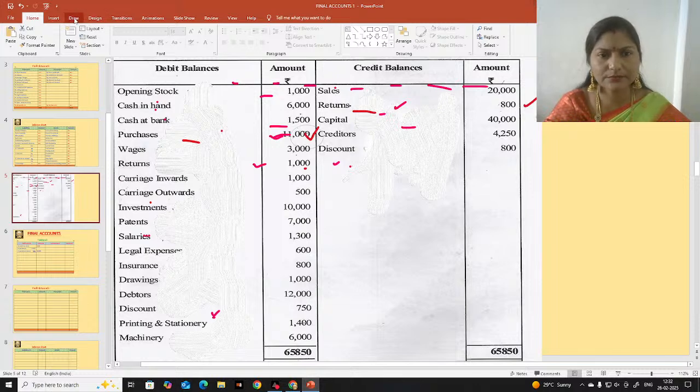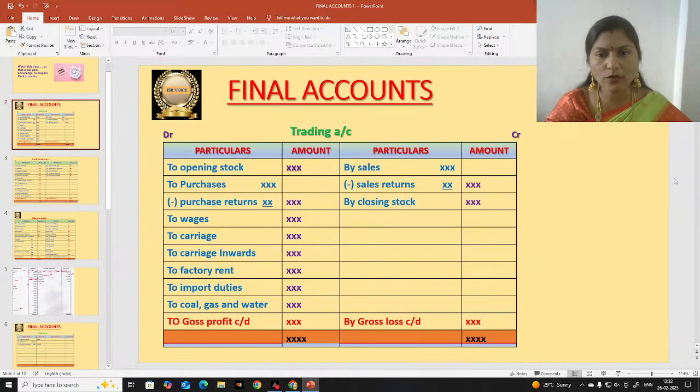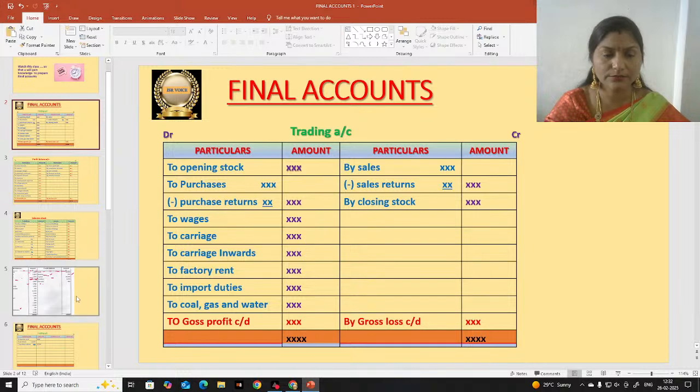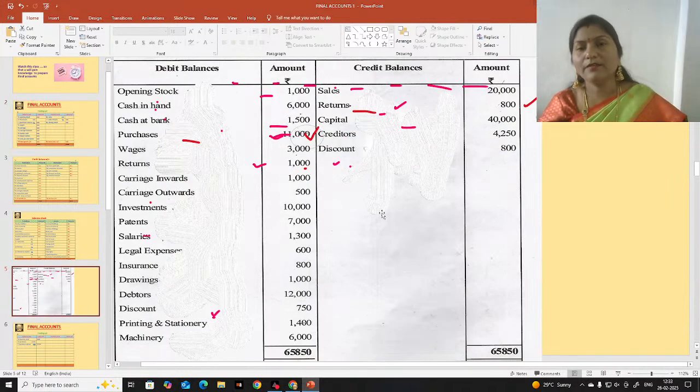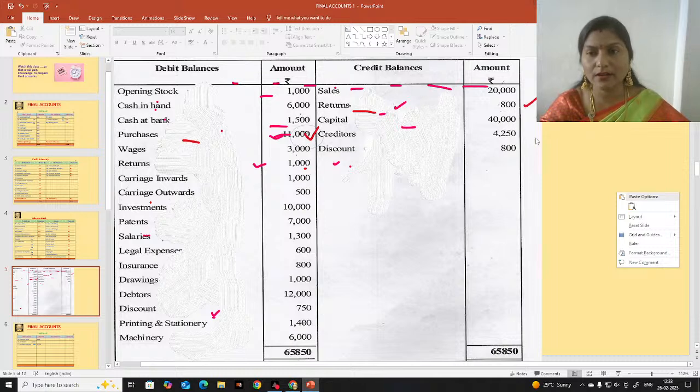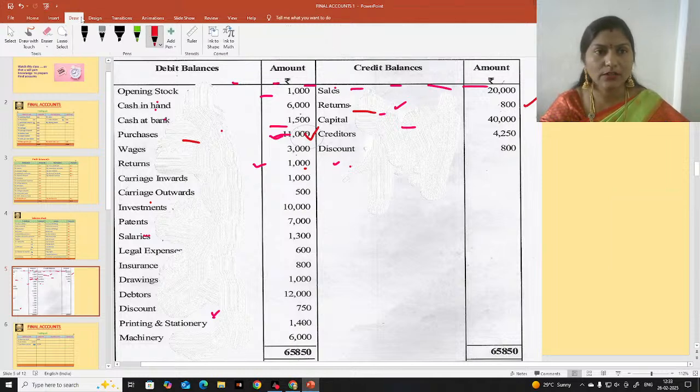Next item is according to format. What is our format here? I have shown already. Credit side we should move to now. On the credit side we should write sales and sales returns. Sales we have to write and sales returns we should deduct from that. But let us search whether we have sales and sales returns in our question or not. Sales we always write in the trading account credit side, so it will be available in the question also on the credit side. We have to see that. So you can see here, sales, on the credit side we have it.